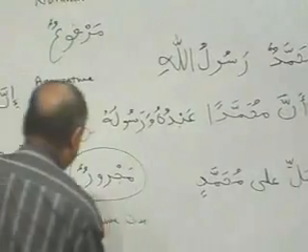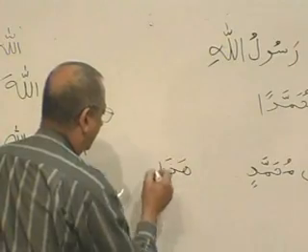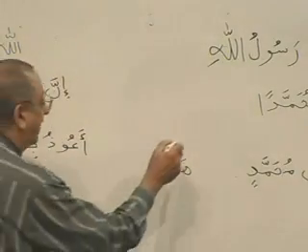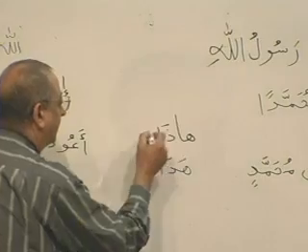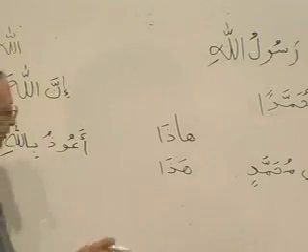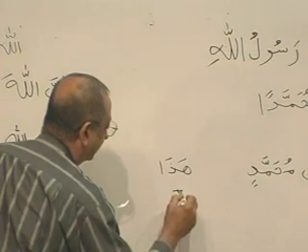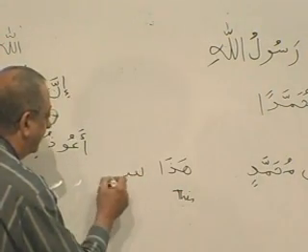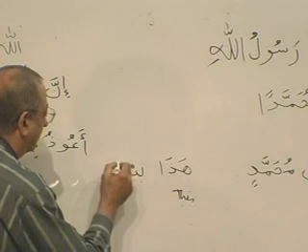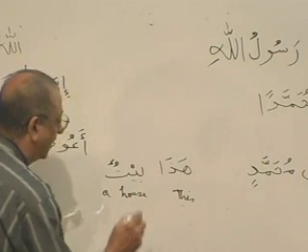Okay. Now, I think you have understood this, so I am going to erase it, brother. Haza. See, it is pronounced like Haza, but this alif is not written. It is explained in the key also. So it is Haza. Haza means this, and Baitun means a house. Are you with me, brothers and sisters?